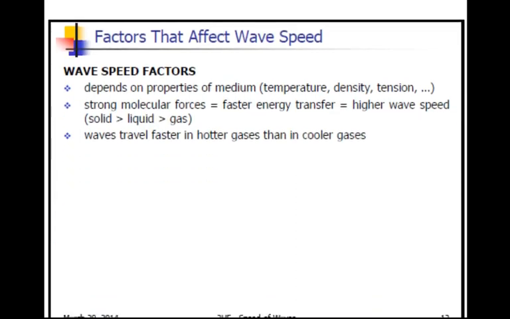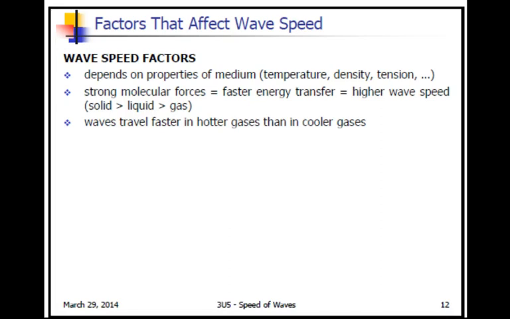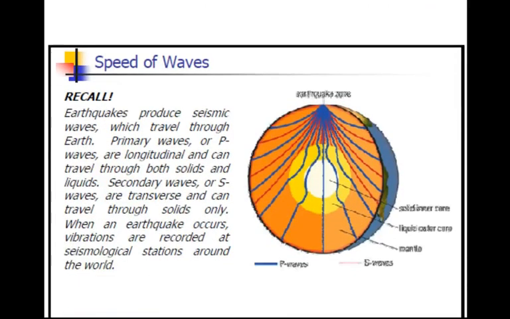These are some wave speed factors that we're going to need to know. It depends on the properties of the medium: temperature, density, tension. It depends on the molecular forces. If they're very strong, as they are for a solid, we'll have a faster speed. And it depends on the temperature. With gases, waves travel faster in hotter gases than in colder gases.